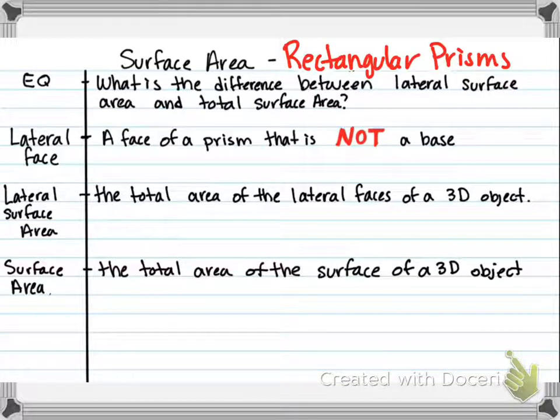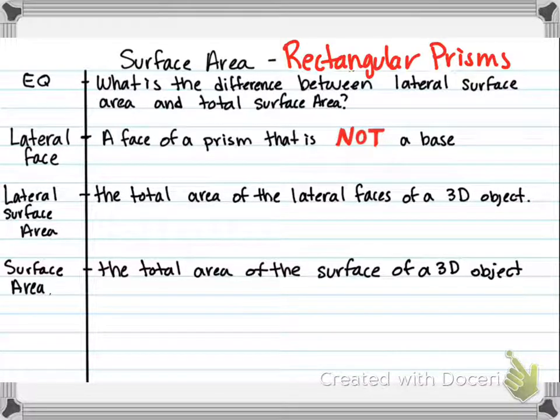Today we're going to be talking about the surface area of rectangular prisms. Our essential question is the same one as last week, which is: what is the difference between the lateral surface area and a total surface area? And as a review, a lateral face is the face of a prism that is not the base.